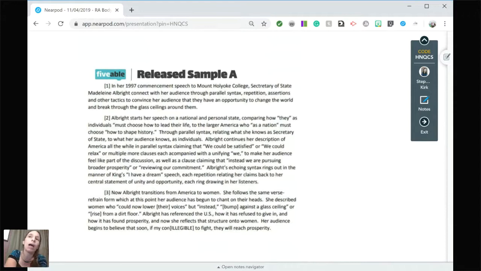And another thing I want to highlight here is note the way that it is embedded. It is used together. It is woven in there. So we have that first part. It doesn't say Albright starts, comma, open quote, they must choose how to lead their life. Instead, it's actually embedded. It is a conversational piece. And that is something that's really going to help push you up.